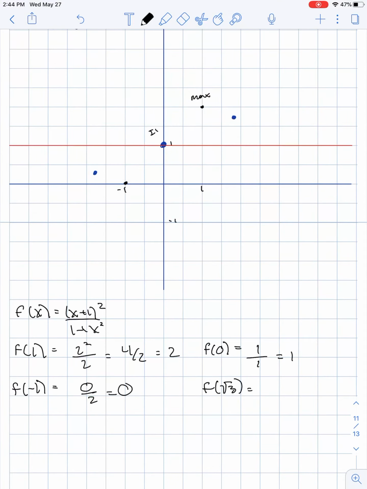Remember that we can cross a horizontal asymptote. It's just our end behavior. It doesn't mean we can't ever exist there. Vertical asymptotes, we can't really ever cross those because that means we're divided by 0, and that is not cool.